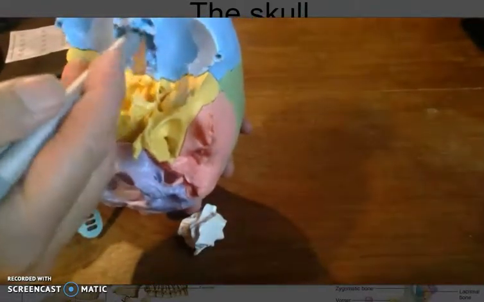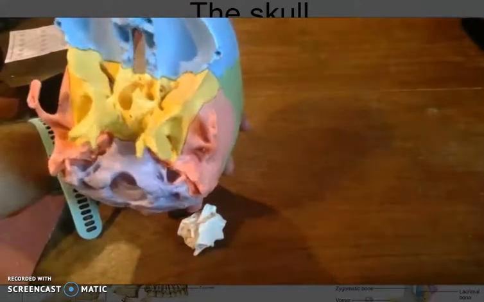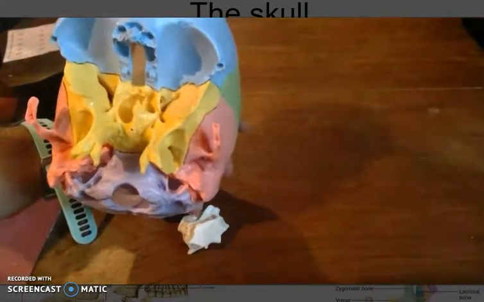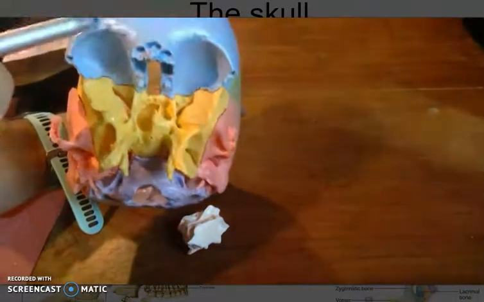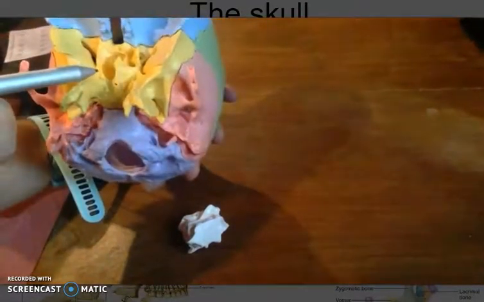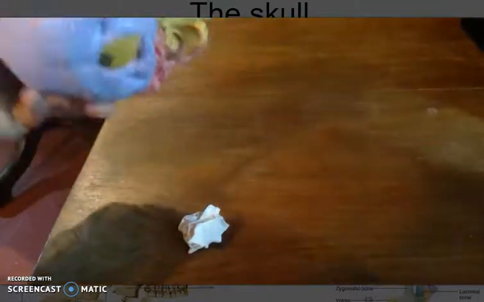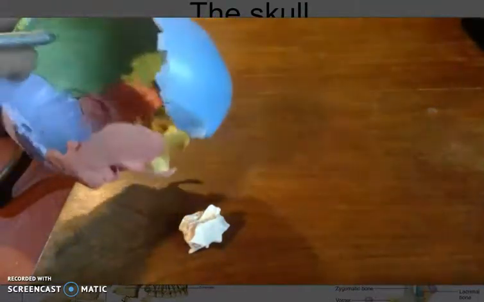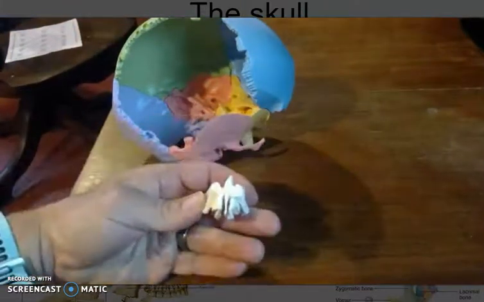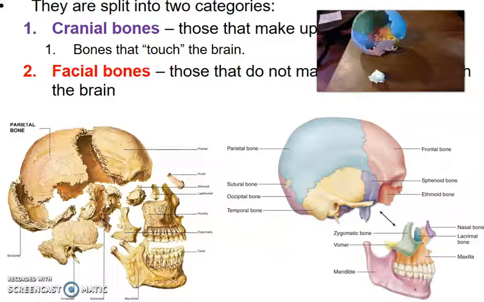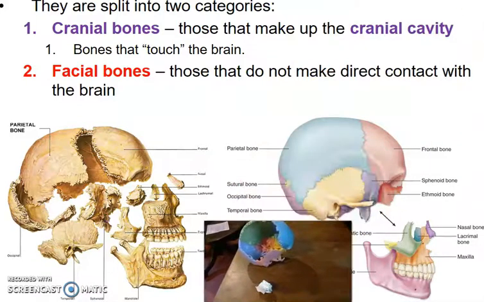Because this part right here is bordering on the cranial cavity, it is a cranial bone. So again, the cranial bones are the frontal, the sphenoid, the temporal, the occipital, the parietal, and the cool little ethmoid bone. So the cranial bones are the bones that are making up the cranial cavity.